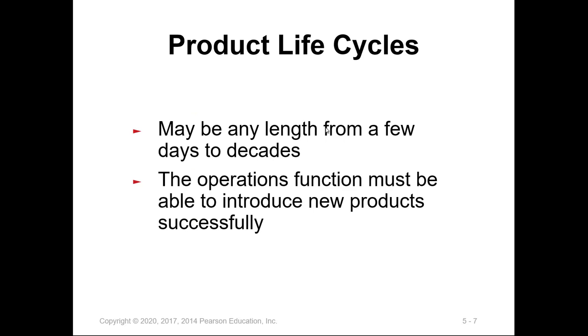Product life cycle, as we explained in other lectures, can be divided into four phases: introduction, growth, maturity, and decline. This cycle may vary in length from a few hours, such as a newspaper, to decades, such as the space shuttle. Whether it's a long or short life cycle, the operations manager has to develop a system to design and introduce new products.